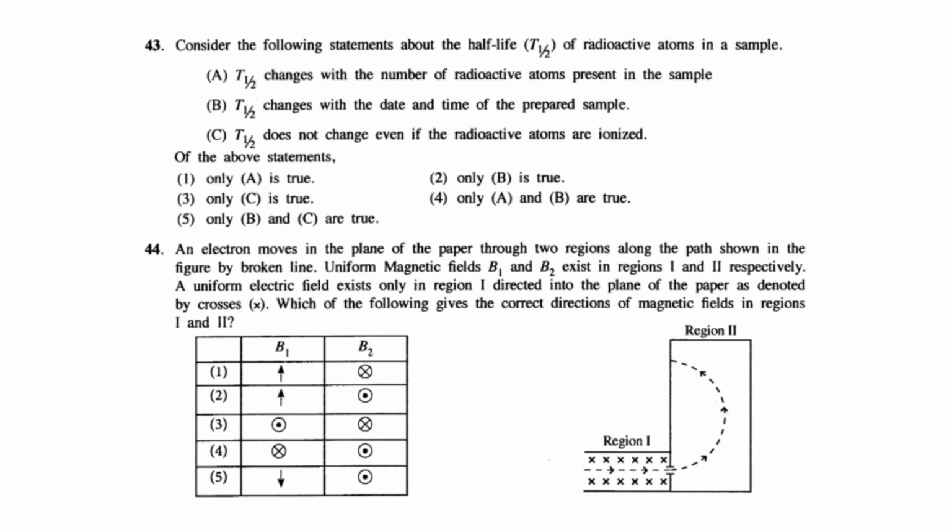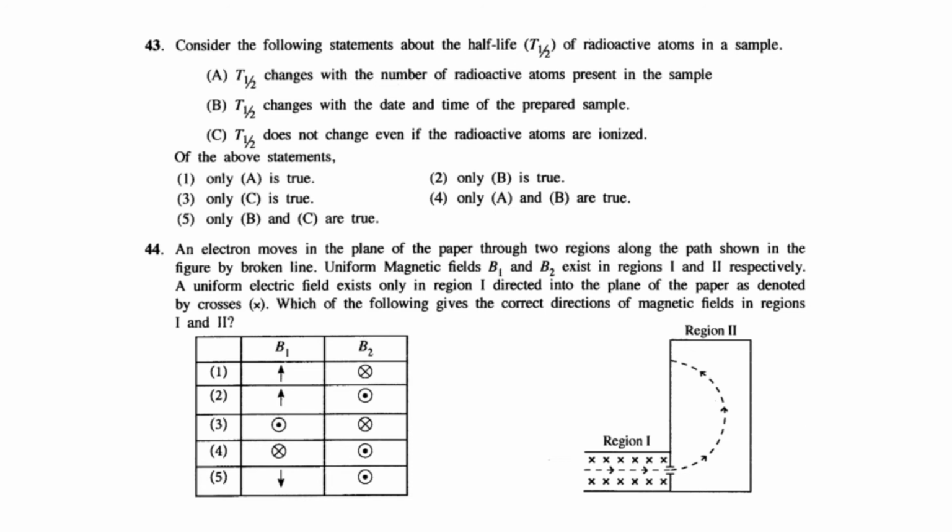Question number 44. An electron moves in the plane of the paper through two regions, region 1 and region 2, along the path shown in the figure by the broken line. Uniform magnetic fields B1 and B2 exist in regions 1 and 2 respectively. A uniform electric field exists only in region 1. The direction of the electric field is into the plane of the paper. They are asking for the correct directions of the magnetic fields in regions 1 and 2. The direction of the electric field is shown by the crosses.